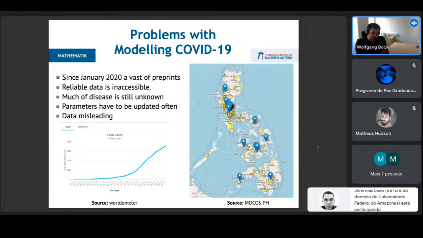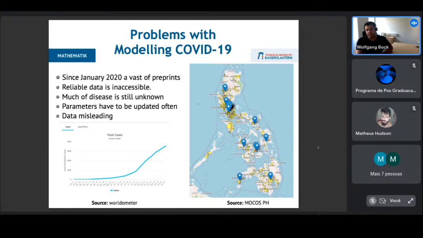What do I mean with this? I hope everybody sees my cursor. You see this down here? That's an old graphic from the Philippines, where I also do modeling. You see that these are the total cases, and this is a linear scale. You see that the growth is almost linear over a long period, something like 3 months. You could say it's almost a linear function.